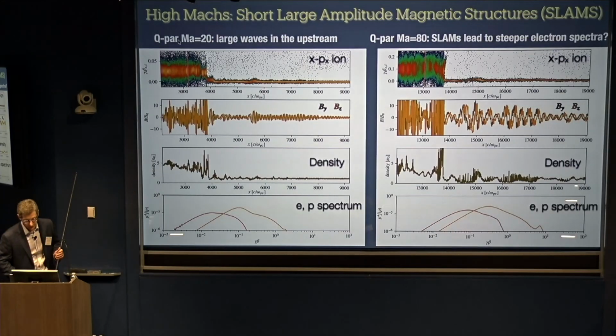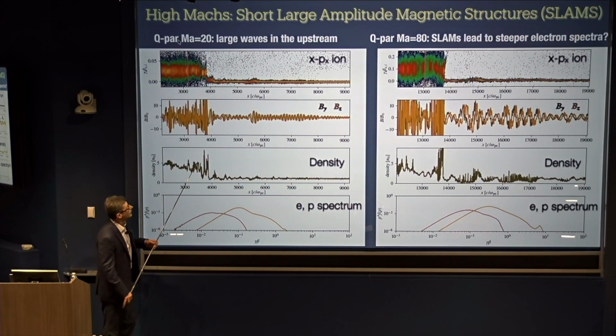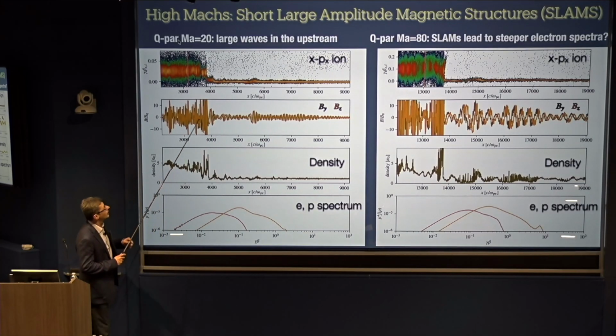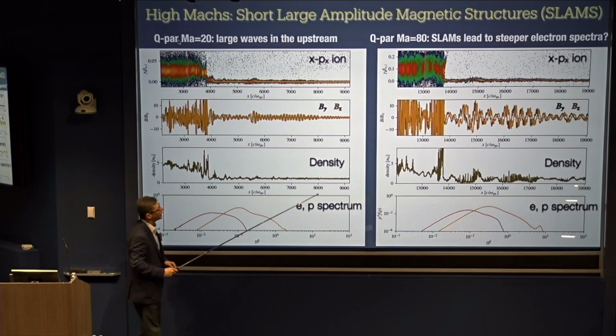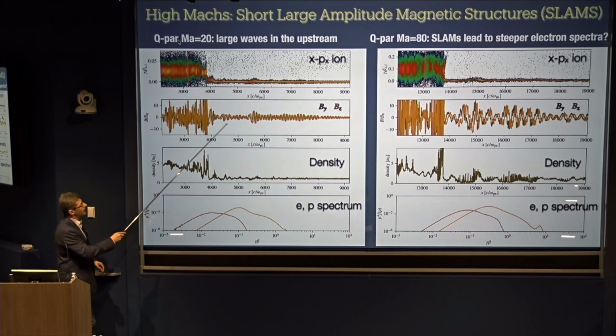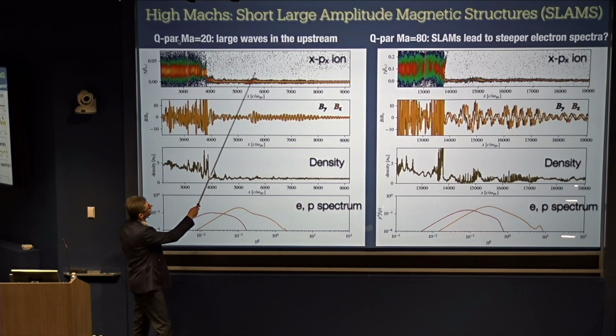So let me show you a few examples of some of this physics. These are now larger. This is Mach number 20, and this is Mach number 80. You're seeing the structure of the magnetic field in front of the shock driven by reflected particles.